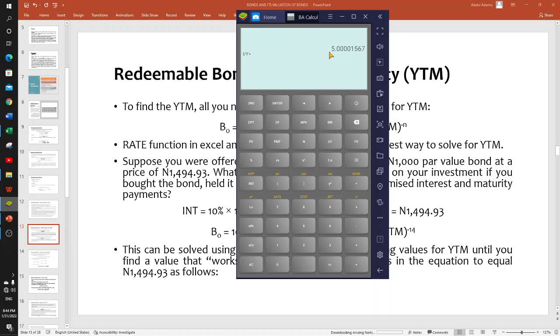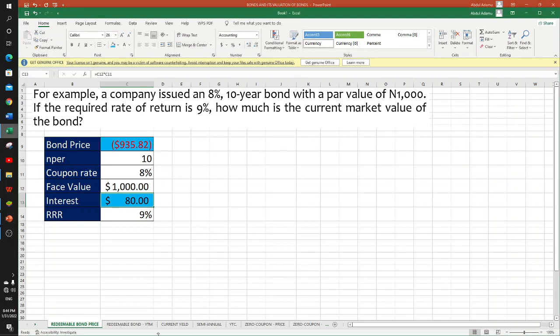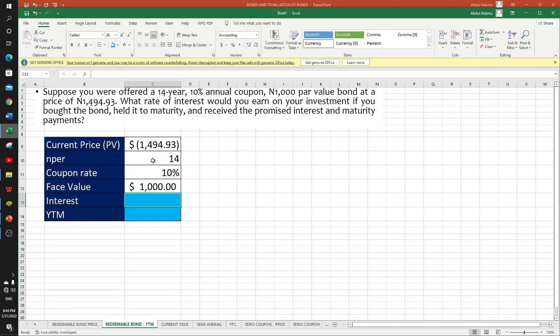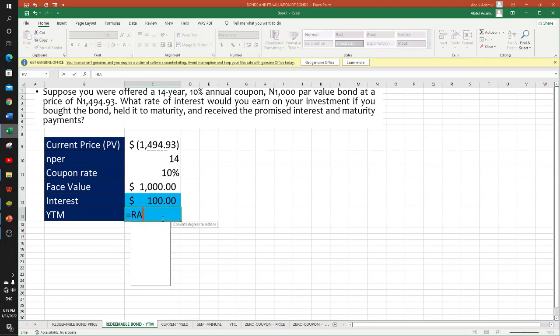So you can see the rate is 5%. The rate is 5% with the calculator. Now with Excel, yield to maturity. So this is the question. Current price is this. Period is 14. Coupon is this. First, the interest is equal to the coupon rate multiplied by the face value. That is 100. For YTM, we use the rate function. Rate, our period is this, comma. Our PMT 100, comma. Our present value is this, comma. Our future value is this. Enter. This is 5%. So that is the rate. So this is how we use Excel and financial calculator to do the computation.